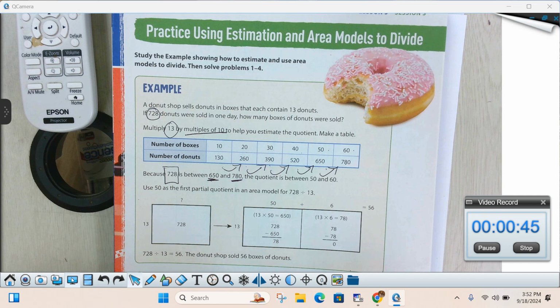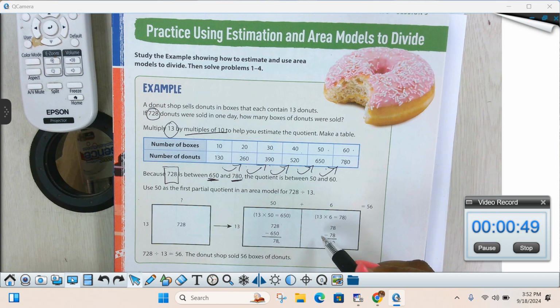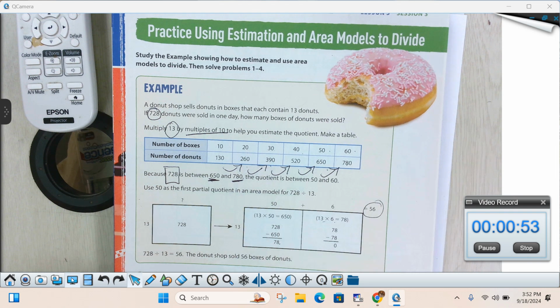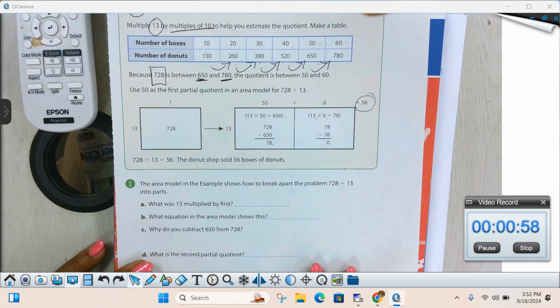Which one can I use to subtract from? I'm going to use 650. When you subtract, you get 78. 78, 13 times 6 is 78, 0. The answer is 56. So now let's fill out the information in part 1.